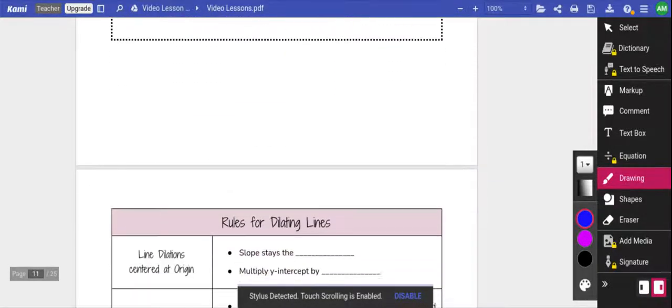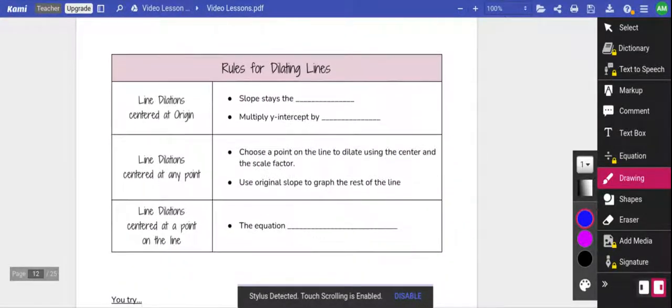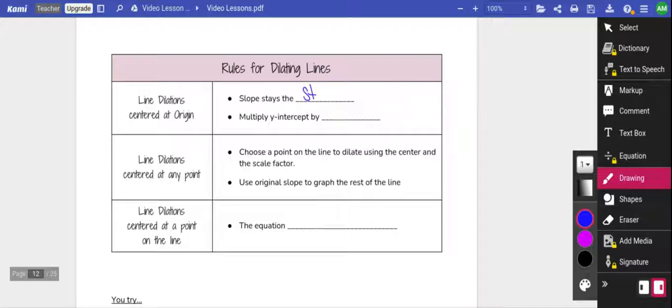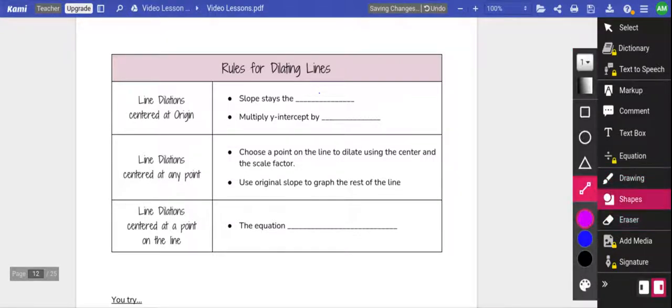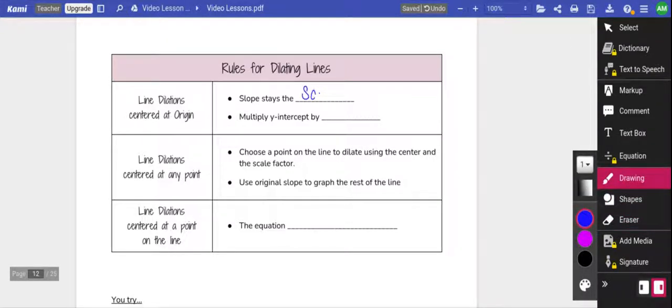All right, so now we're going to look at our rules and see if we can dilate using our rules. So if it is centered at the origin, what happened? The slope stayed the same. Stays the same. And we can multiply our y-intercept by the scale factor.